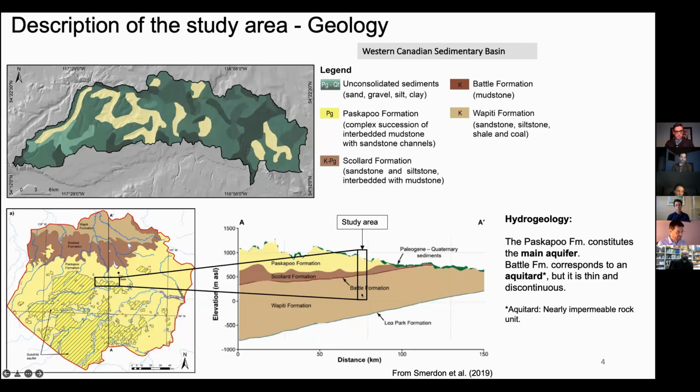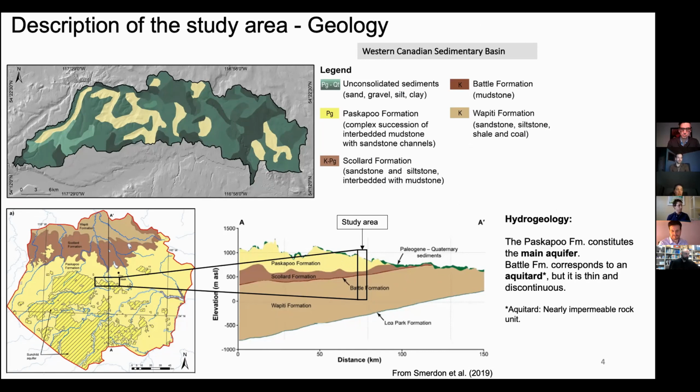So the study area is framed within the Western Canadian Sedimentary Basin, which is composed of sandstone, siltstone, shale, and coal here, corresponding to the Wapiti Formation. Then we have a very thin layer of about 10 meters of mudstone that corresponds to the Battle Formation. And then we have the Scholar Formation composed of sandstone and siltstone interbedded with mudstone. And in yellow, we have the Bascapa Formation, which is a complex succession of interbedded mudstone with sandstone channels.